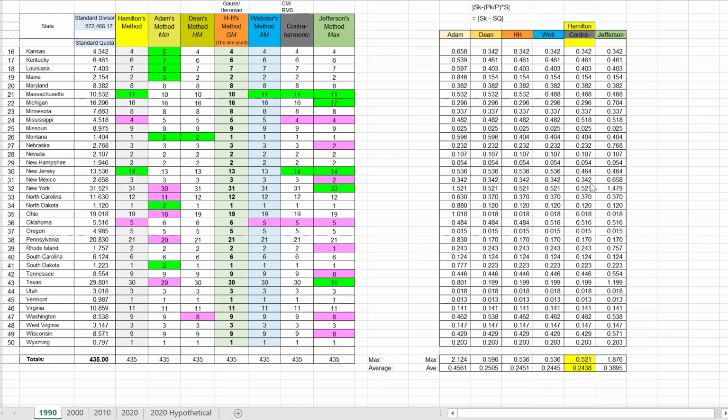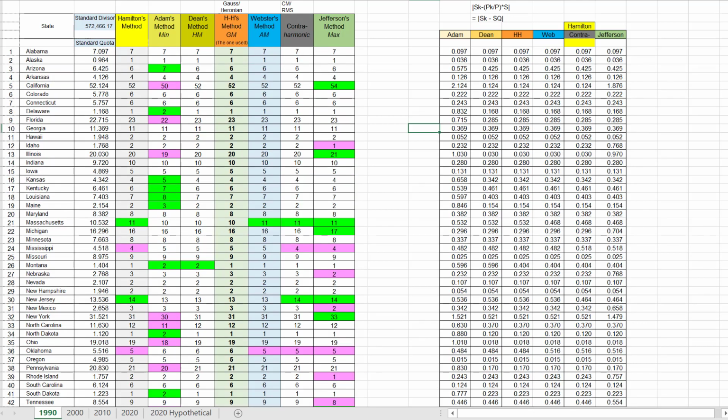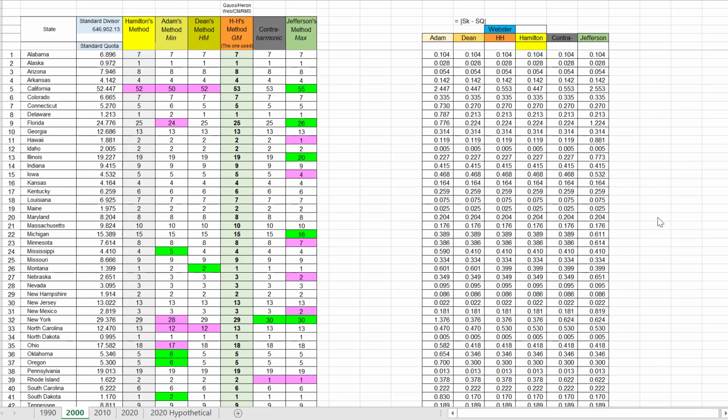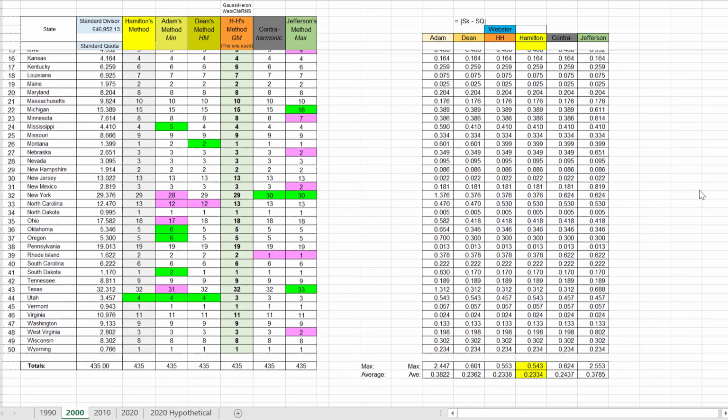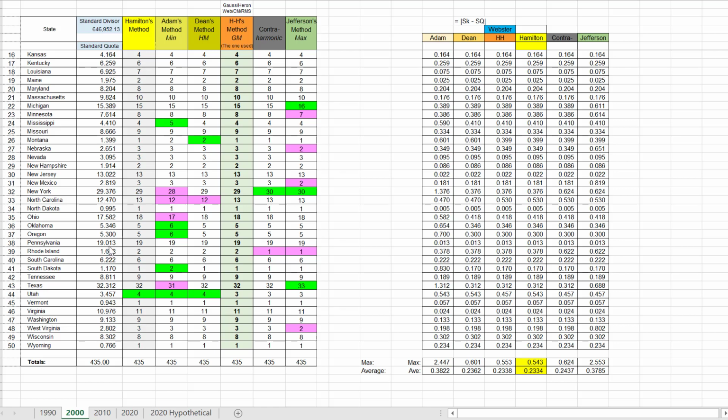Here's 1990, Hamilton being different than Huntington Hill and Webster. So if you find that difference for all the states with each apportionment, Hamilton's guaranteed to minimize that quantity. For 2000, Hamilton being unique here, didn't even match contraharmonic. Just find the apportionment minus, or how far are you in absolute value from the standard quota.